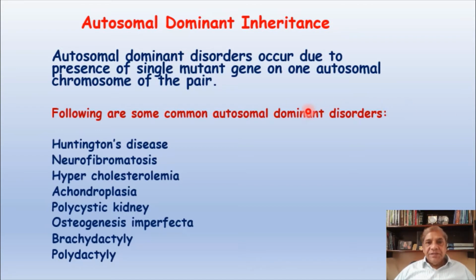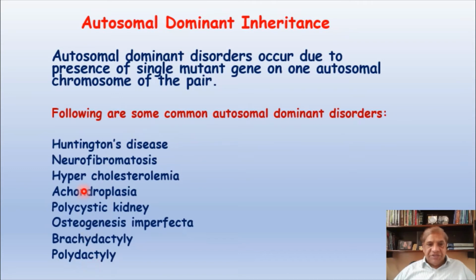Autosomal dominant disorders occur due to the presence of a single mutant gene. Mutant means abnormal. I will take a separate lecture on mutation. A single mutant gene means a single abnormal gene on one autosomal chromosome of the pair. As I have already explained, out of the pair, if one gene is active, that will be expressed, and that is autosomal dominant. Now the following are some common autosomal dominant disorders.